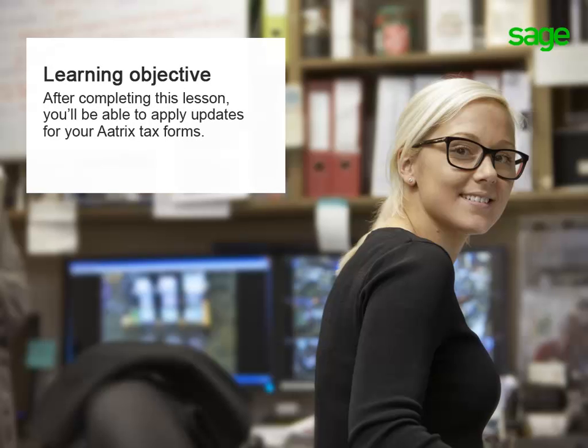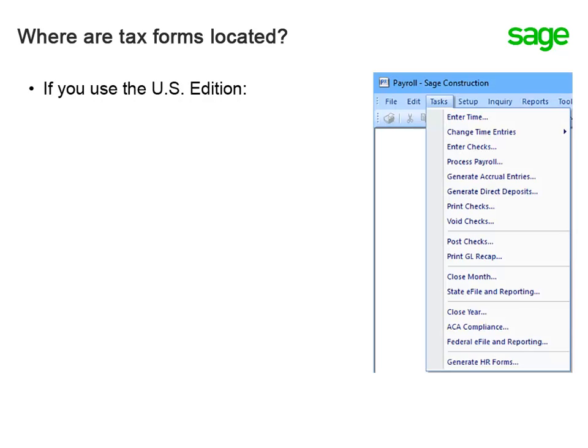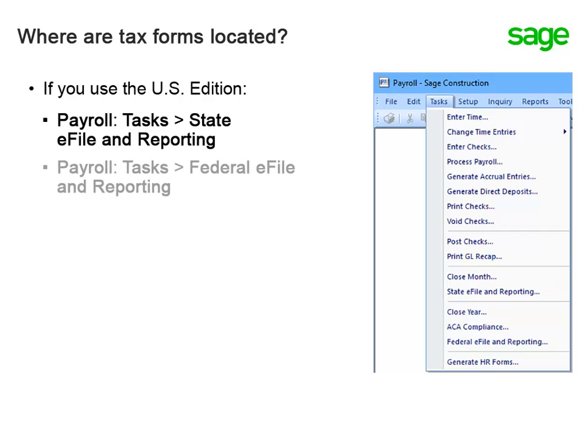After completing this lesson, you'll be able to apply updates for your Atrix tax forms. As a refresher, in the U.S. edition of the software, you can find your state quarterly forms and state new hire reports in payroll under Tasks, State e-File and Reporting. All federal payroll forms, such as the Form 941 or W-2 forms, can be found under Tasks, Federal e-File and Reporting.